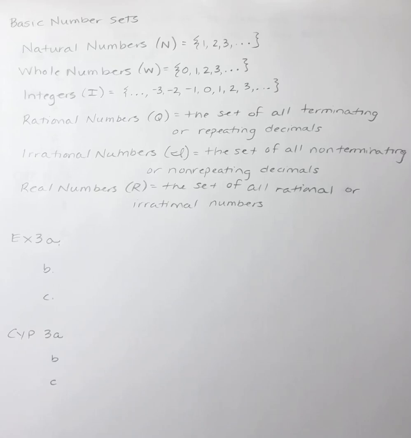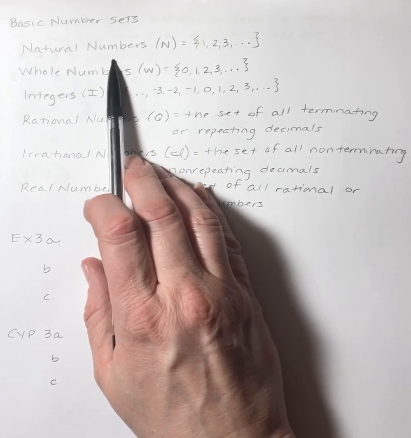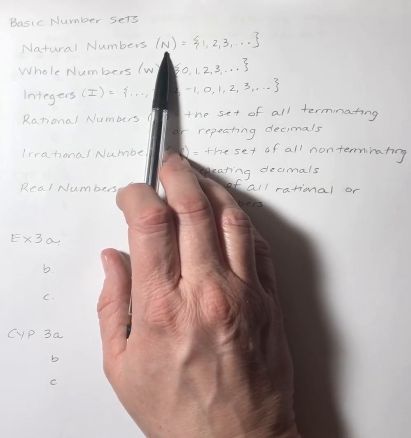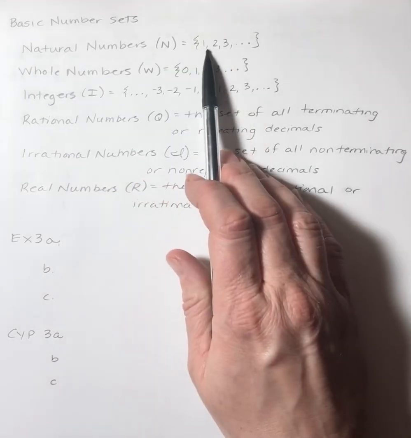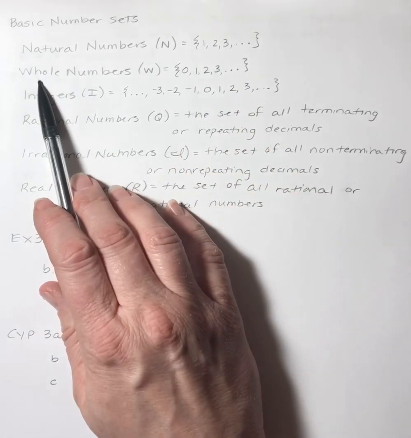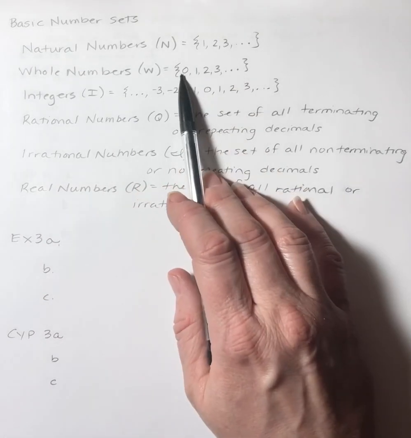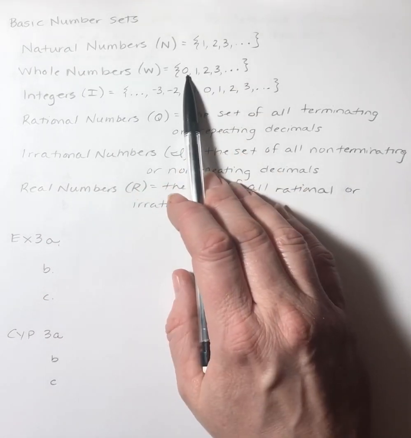Next we have the basic number sets. Okay, so in your textbook, the natural numbers is represented by the letter N, and these are your counting numbers, 1, 2, 3, 4, 5, 6, and so on. The whole numbers are represented by the letter W, and the only difference between the set of whole numbers and the set of natural numbers is the 0.